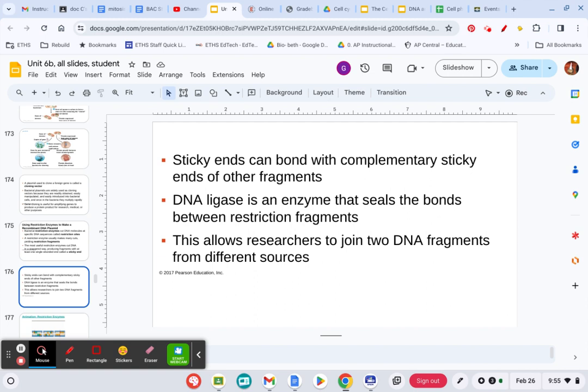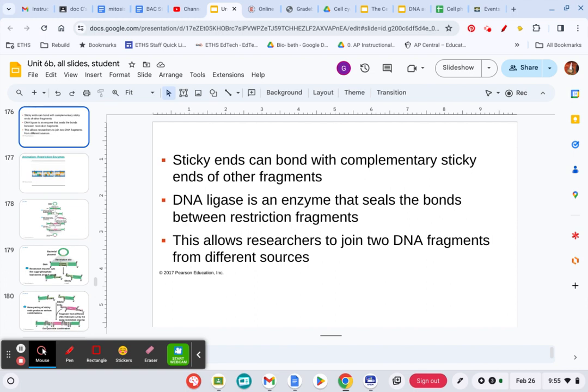In addition to that happening, the sugars and the phosphates won't be stuck together, so you have to have something to seal them together. You do that with an enzyme that we've used in the past, which is DNA ligase. DNA ligase will join the two ends of the sticky end fragments, the sugar-phosphate backbone. It'll join those pieces together. That allows researchers to join two pieces of DNA from different sources, from different living organisms, which is kind of a cool, great thing that we can do.